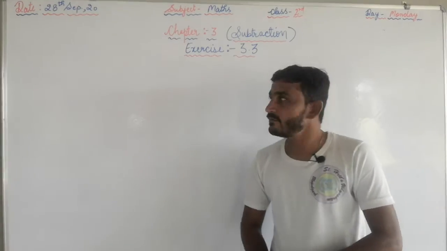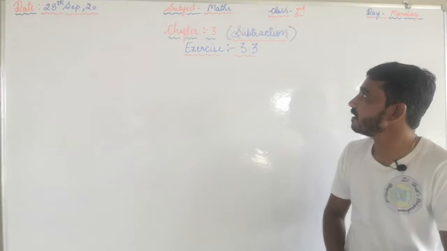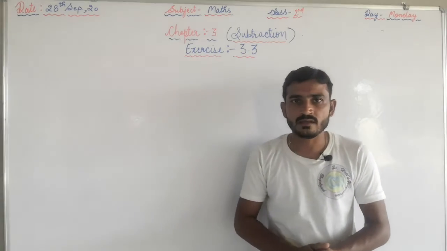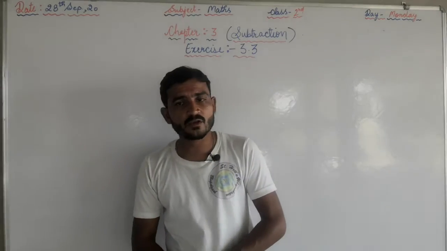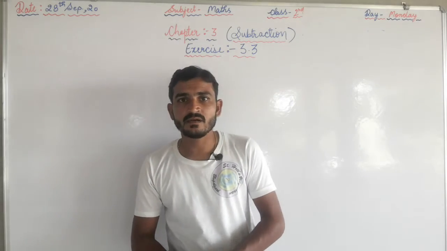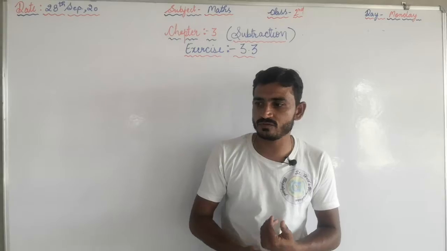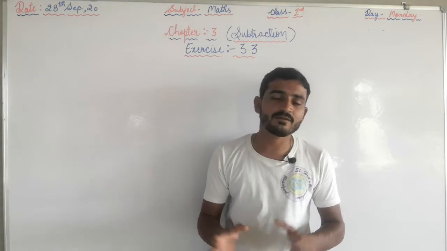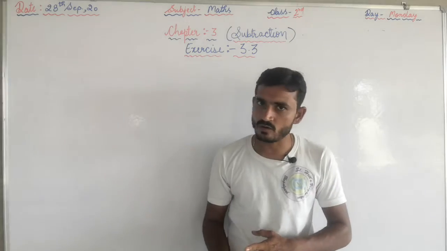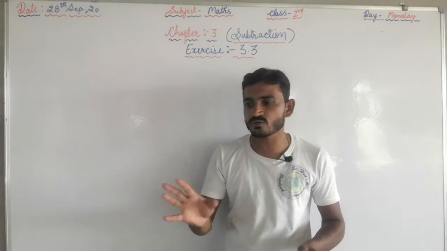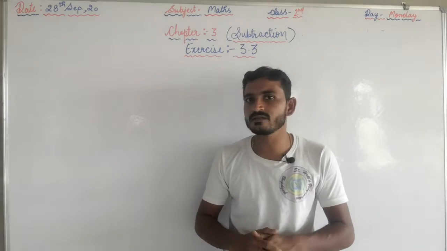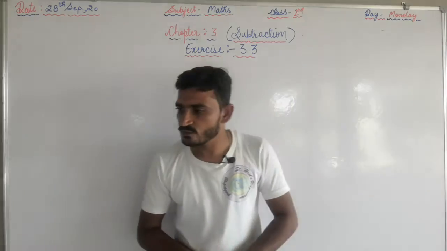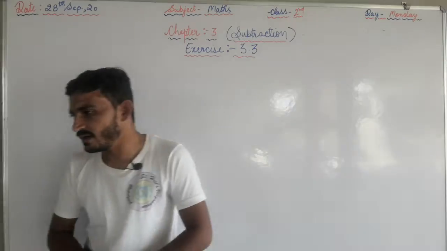We are in chapter number 3, subtraction, and in exercise 3.3, question number 1, you have to cross check whether your answer is right or wrong. That type of question we already discussed in our previous lecture. Now in this lecture we are going to discuss question number 2 and onwards. So are you ready, beta? Okay, let's start the lecture.